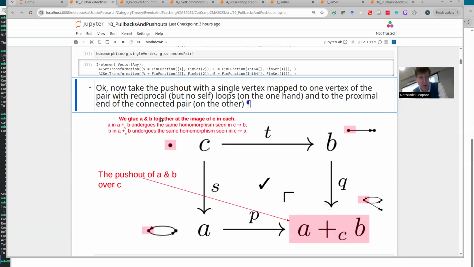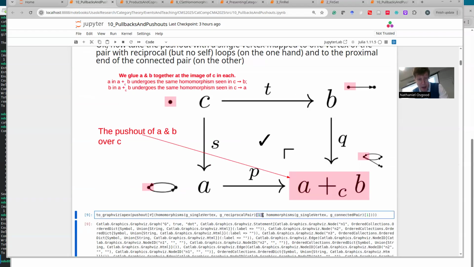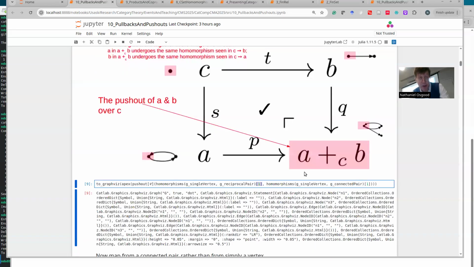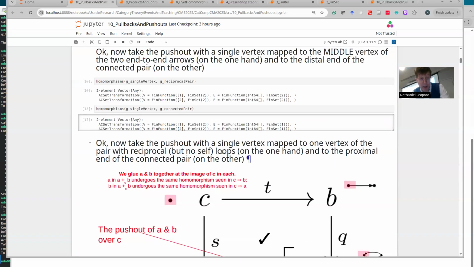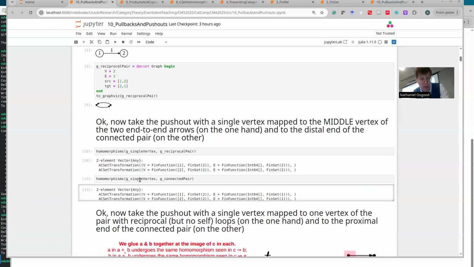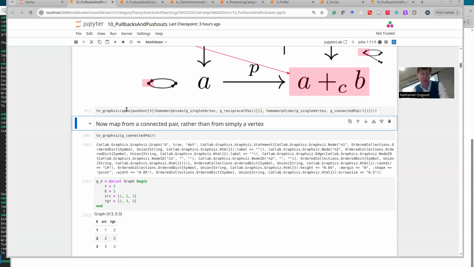And we're going to specify one of those. We're going to specify the map here to here, which maps it to this proximal edge. We're going to map it here to here, the map to that proximal vertex. So we picked out one of those homomorphisms, the first one. I'm specifying here S, that's this homomorphism from single vertex to reciprocal pair, and T, that's the homomorphism from the single vertex to the connected pair. Having done that, we can say, take the pushout of these and show me the result.